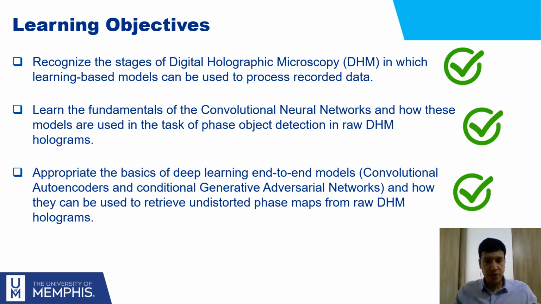In summarizing, we recognize the stages of DHM in which the learning-based method can be used. Of course, we learned the fundamentals, a superficial overview, of convolutional neural networks and how we can use this model in an end-to-end fashion. And we also understand the fundamentals of some more complex end-to-end models, such as generative adversarial networks, and how we can use them to process phase information from DHM holograms.